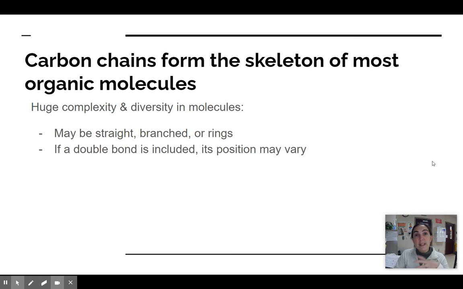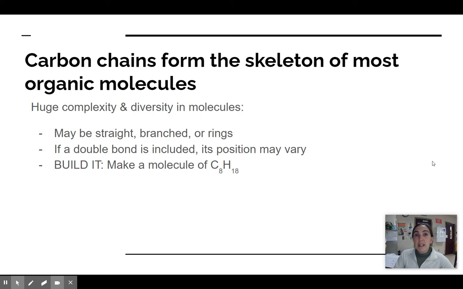If a double bond is included in the molecule, the position of that double bond can also vary. Some of these molecules are really large. So you could have the double bond in the middle, it could be closer to one end or the other, and that can also affect the structure and therefore the function of these molecules.